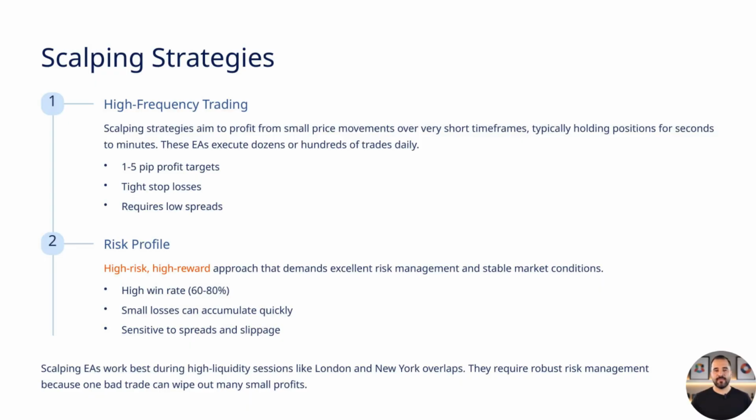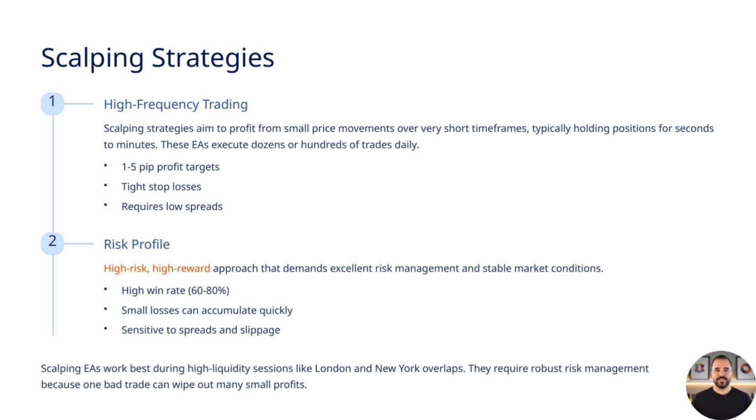If trend following is about riding waves, scalping is about skimming the surface for quick wins. Scalping strategies aim to profit from tiny price movements, sometimes just 1 to 5 pips, executed within seconds or minutes. An effective scalping EA can place dozens or even hundreds of trades in a single day. These systems rely on tight stop losses and depend on extremely fast execution, which is why they thrive in high liquidity sessions like the London and New York overlaps. Because price slippage and spreads directly impact profitability, scalping requires brokers with strong execution speed and low transaction costs.